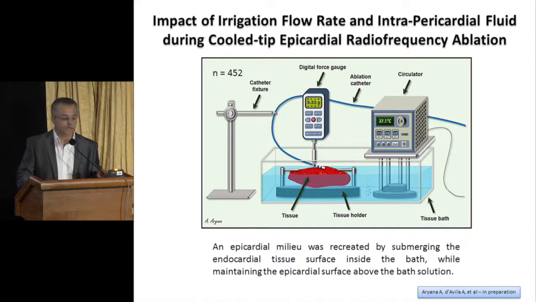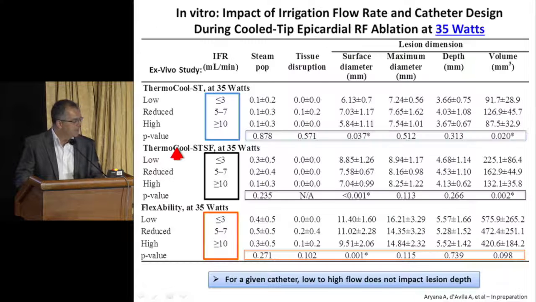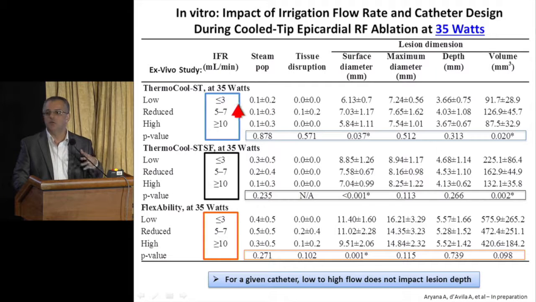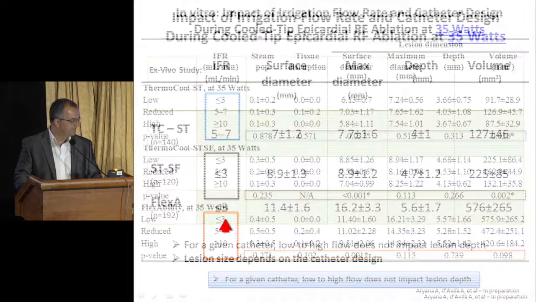That's not the only reason for you not to be able to ablate. Let me just show you briefly a quick study that we did with Arash Ariana in Sacramento, trying to understand the role of flow and the presence of intrapericardial fluid and how they affect ablation. Very quickly, just for you to see that when I ablate epicardially, if I use 35 watts, it doesn't matter the kind of flow that I use during my ablation. The size of the lesion will be exactly the same for a given catheter at the same power.